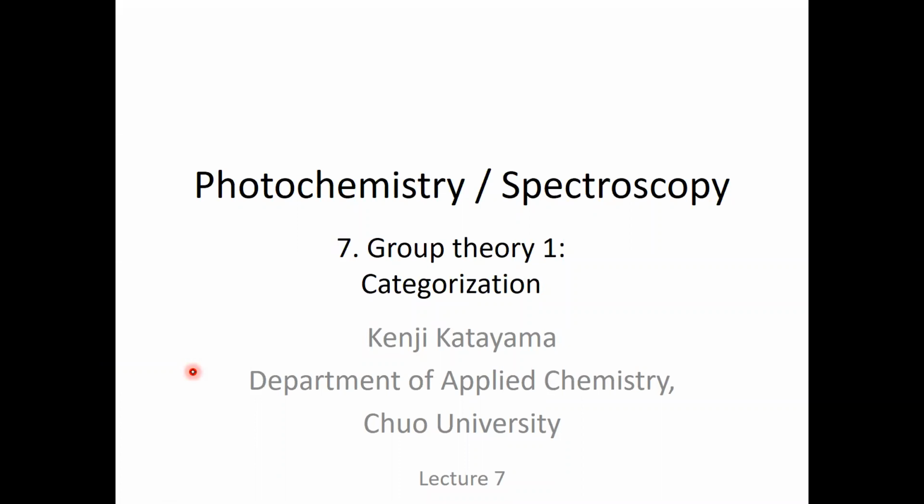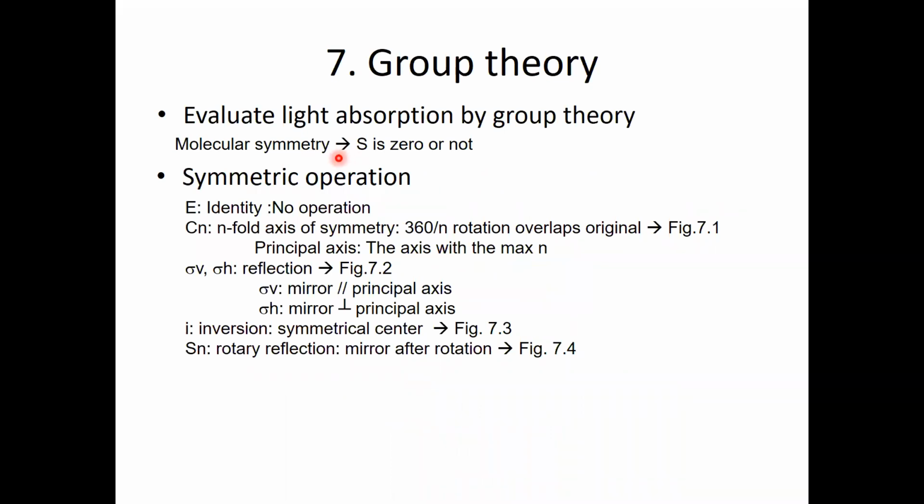In this lecture 7, we are going to study group theory. As I introduced in the previous lecture, group theory is a very useful theory which describes the symmetry of molecules and the molecular orbitals, and we can obtain various physical properties of the molecules. In our case, as I mentioned, we want to evaluate the light absorption by group theory. This is the goal for the next 3 lectures.